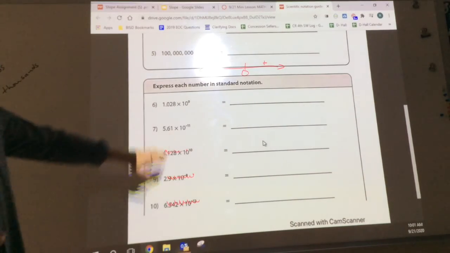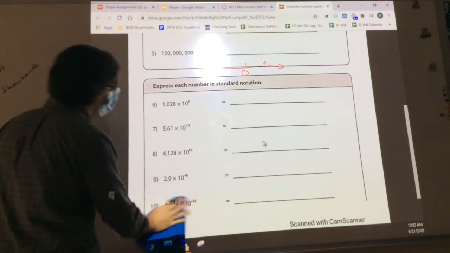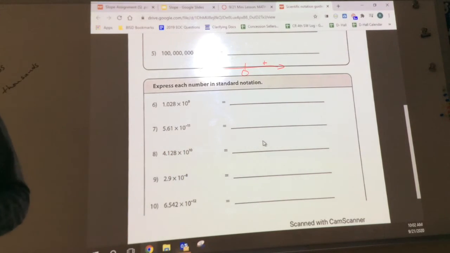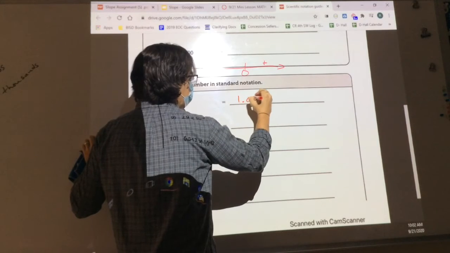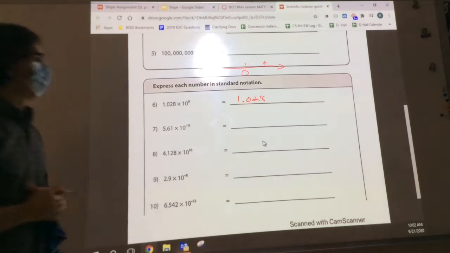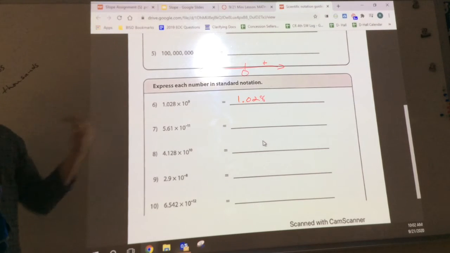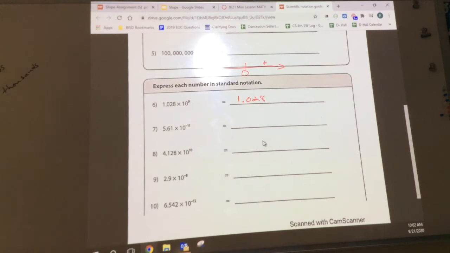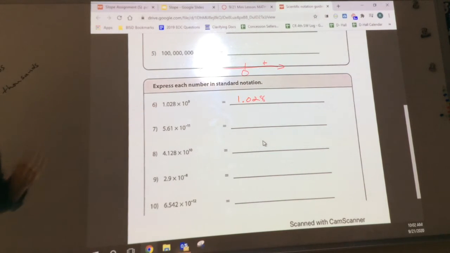Okay, so here we're given our numbers. So we have 1.028, and we're multiplying that by 10 to the 9th, so 9 decimal spots. So here's how this is going to look. I'm going to write 1.028 right here. Is everybody okay with that? And am I going to move to the left or the right? And tell me, how do you know? Josh? To the right, because positive goes to the right, negative goes to the left. Can we agree with that?